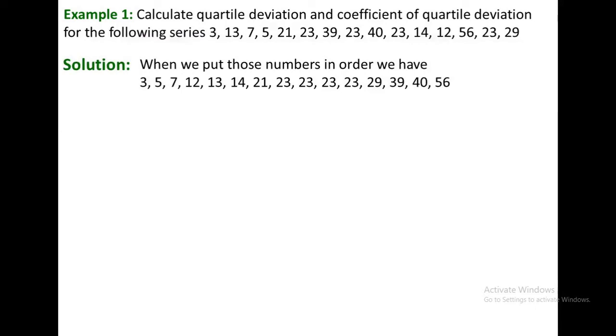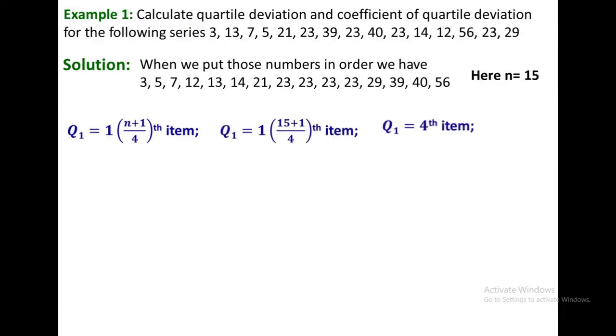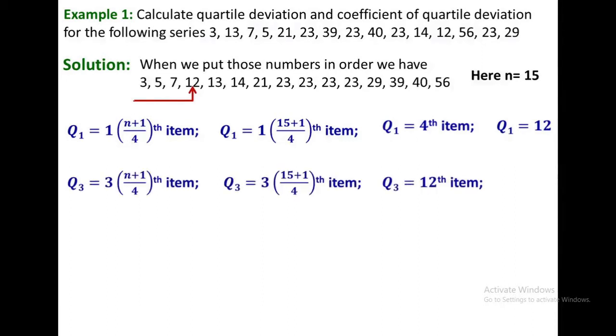Here, the total number of observations is 15. Therefore, quartile 1 will be equivalent to the (1 × (15 + 1)/4)th item, which is equivalent to 12. For quartile 3, it will be the (3 × (15 + 1)/4)th item, or it will be equivalent to the 12th item, which is 29 over here.